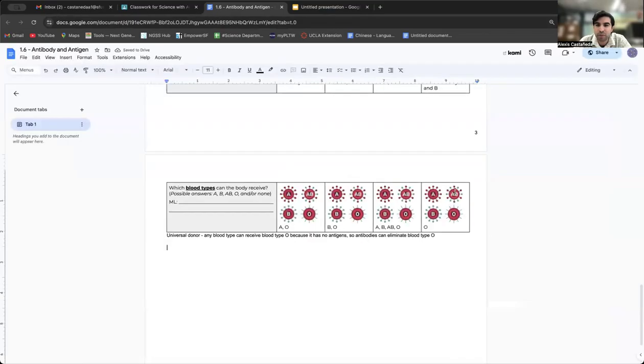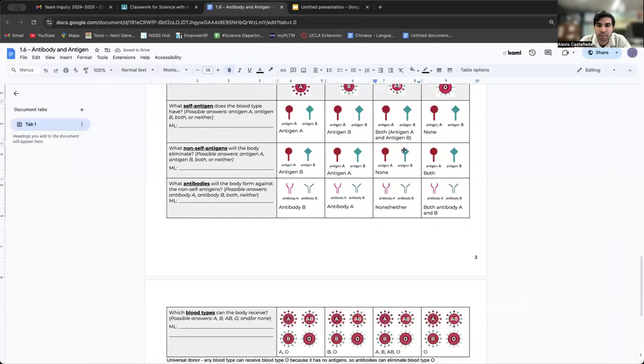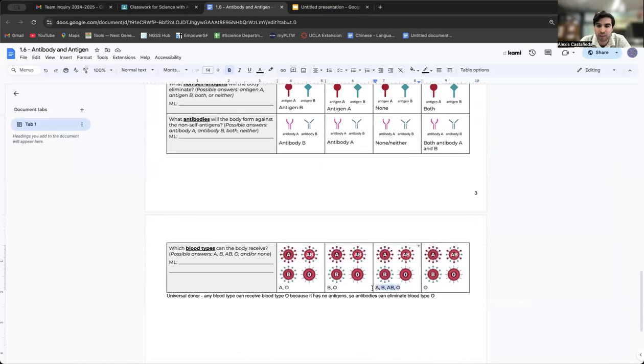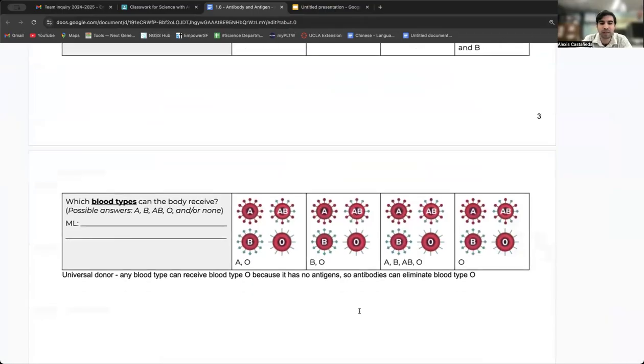On the other hand, blood type AB, right? Blood type AB can receive all of the blood types. It can receive A, B, and O. So we sometimes call blood type AB the universal receiver. So blood type AB can receive blood from any blood type.